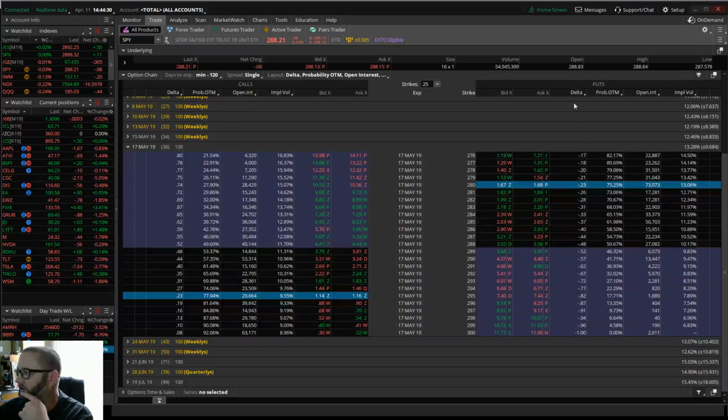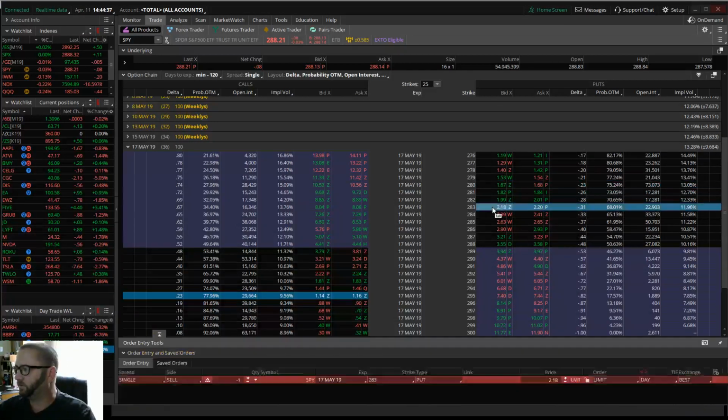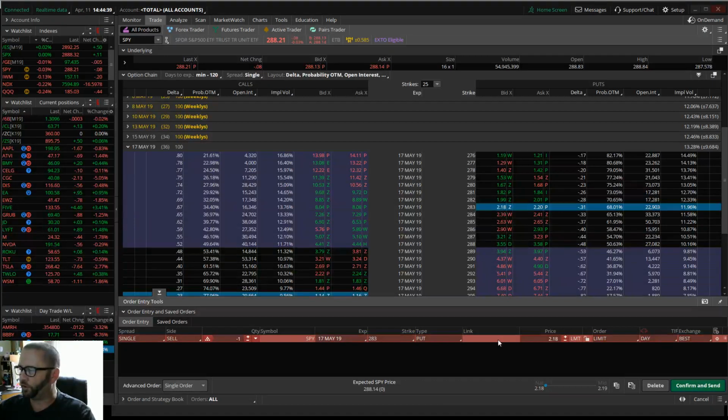Go to the 30 delta. So looking at it right about here, 283. Hover over the bid. It's going to tell you sell, right? So you go ahead and click it. Brings up your first order. I usually go $3 wide minimum, so that I need a touch on that too. Okay, $3 wide.